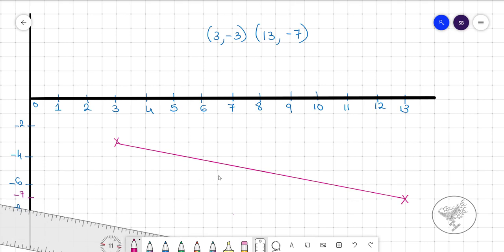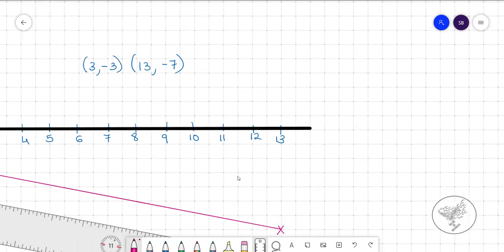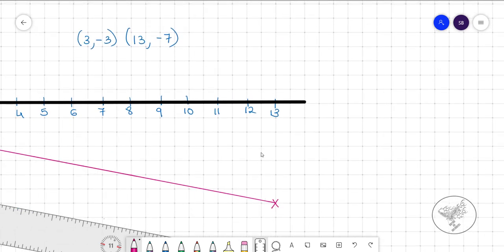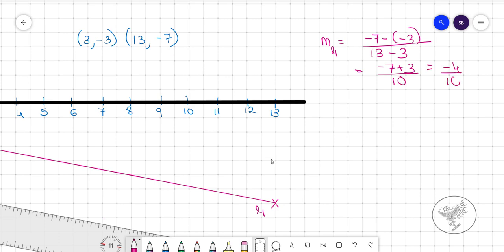Okay, so that is done. Now again we need to find the gradient of this line and the center point to find the perpendicular bisector equation. Let me name this as L1. So gradient of L1 is equal to minus 7 minus 3 over 13 minus 3, which is minus 7 minus 3 is minus 10... over 13 minus 3 is 10, which is minus 4 over 10. That is minus 2 over 5. That is the gradient of this L1.